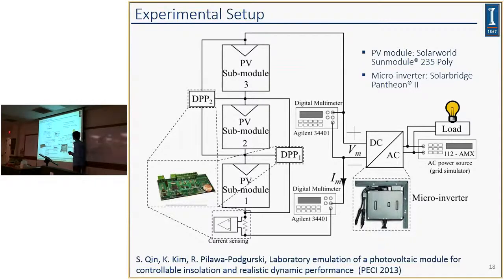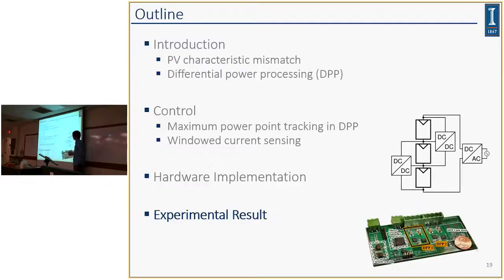So we basically take a commercial off-the-shelf microinverter from SolarBridge, and we put an AC power source to simulate the grid, because this microinverter won't operate unless we provide a grid reference. And we also use a PV emulator, which actually uses the real PV hardware to preserve the real dynamics of each submodule. For more details about this emulating technique, you can read this paper shown here.